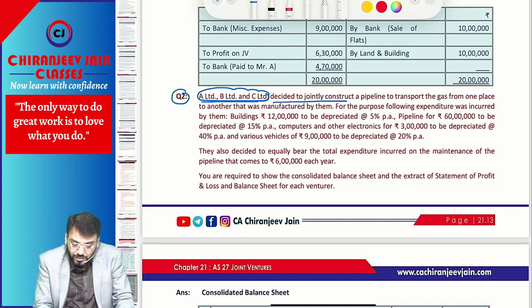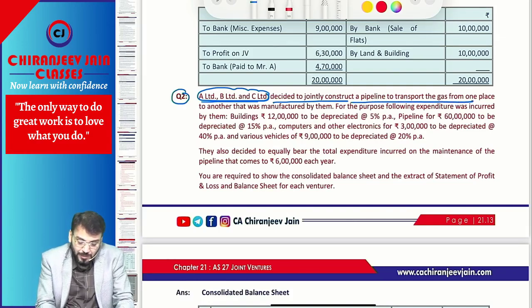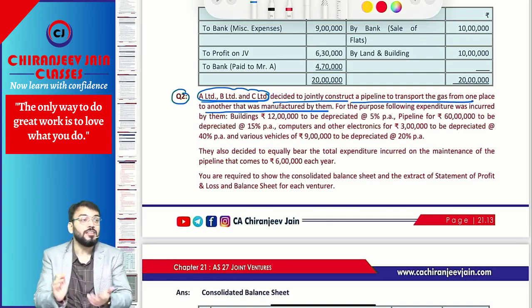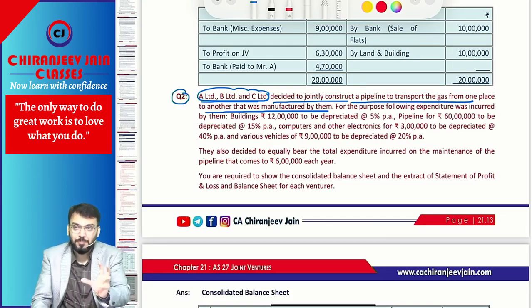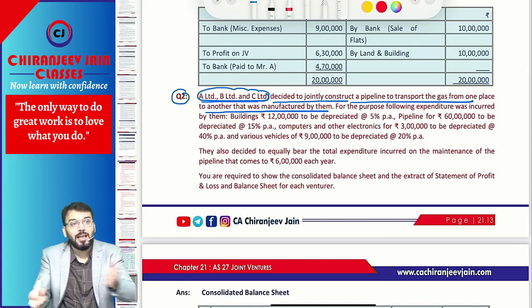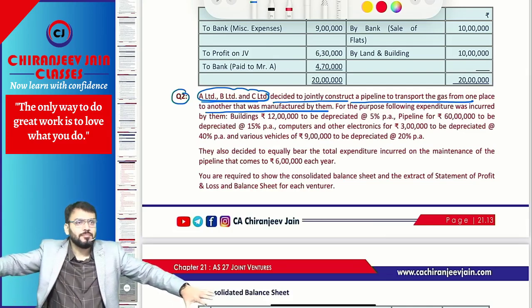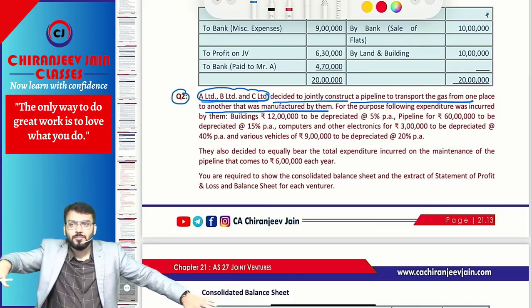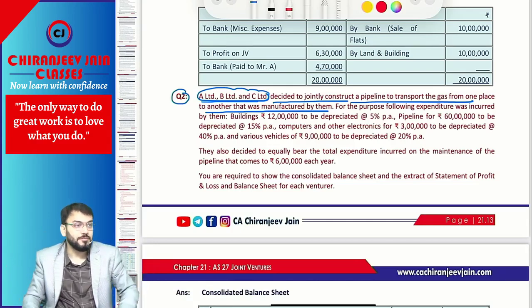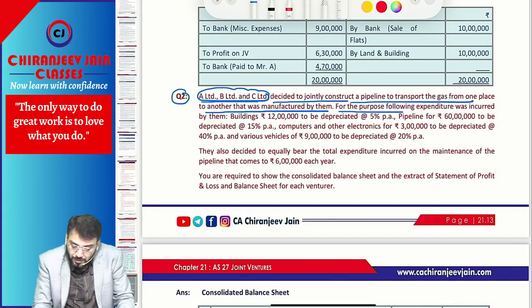They decided to jointly construct a pipeline to transport gas from one place to another that was manufactured by them. So you understand this becomes a jointly controlled asset. There are three companies which require one pipeline for transfer of gas, so they jointly construct a pipeline. Got this point? So this becomes a jointly controlled asset.